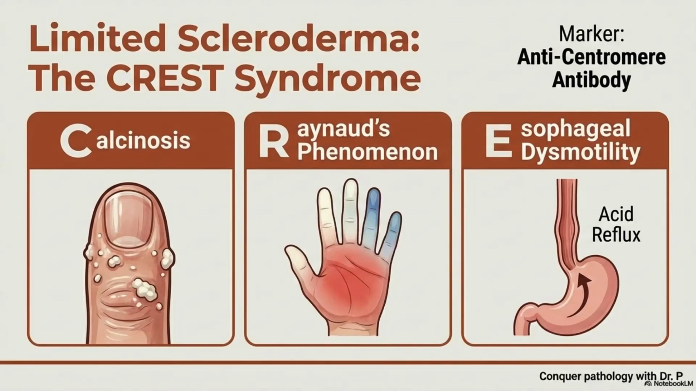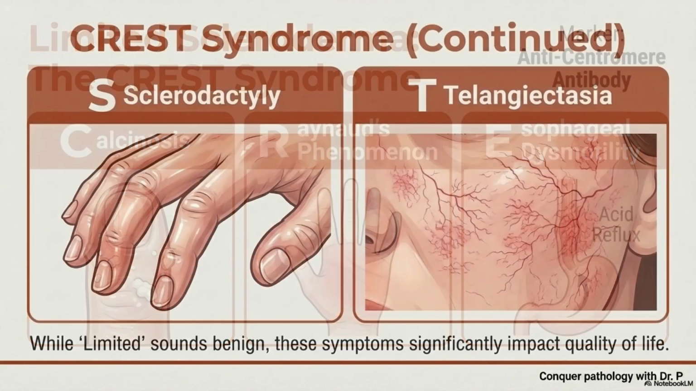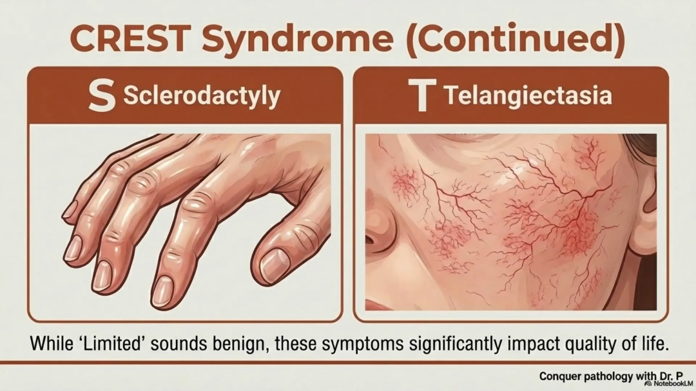For the limited form, remember the acronym CREST. C is for calcinosis, calcium deposits. R is Raynaud's phenomenon, blue fingers in cold. E is esophageal dysmotility, you can't swallow. S is sclerodactyly, skin of fingers gets tight. And T is telangiectasia, red spots on skin.